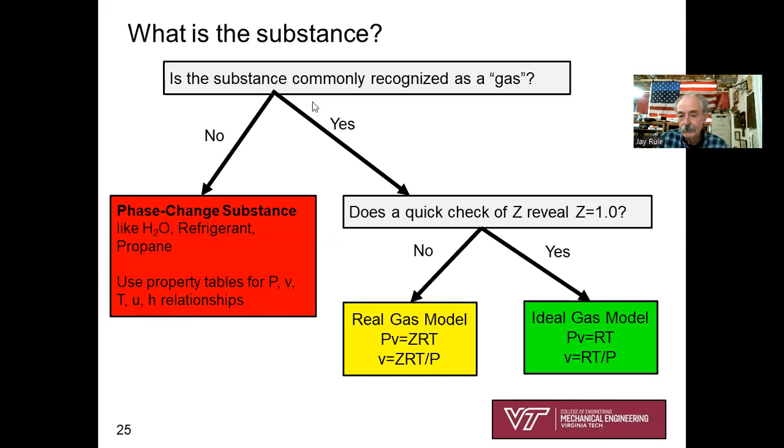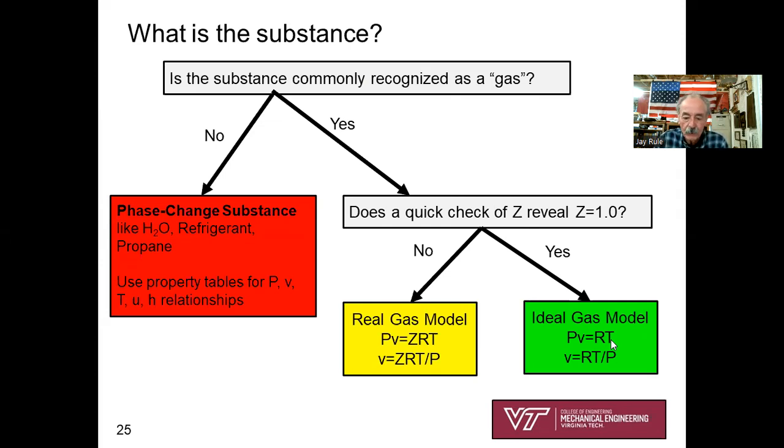All right. Let's say you do have a commonly recognized gas. Let's say nitrogen, oxygen, hydrogen, helium, the things that we recognize as ideal gases. You'll need to check Z. Now, does a quick check of Z reveal that Z is 1.0? If it does, as an engineer, you say, I've got an ideal gas. I'm going to model my substance as an ideal gas because I checked Z. It was 1.0. Got it.